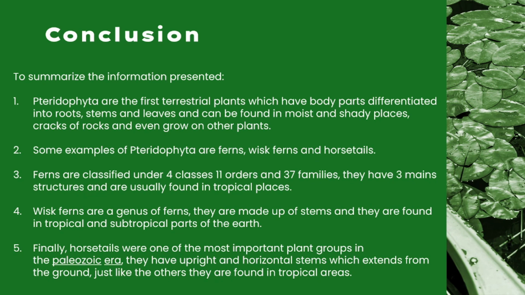To summarize the information presented, Pteridophyta are the first terrestrial plants which have body parts differentiated into roots, stems, and leaves, and can be found in moist, shady places, cracks of rocks, and even growing on other plants. Some examples of Pteridophyta are ferns, whisk ferns, and horsetails. Ferns are classified under 4 classes, 11 orders, and 37 families. They have 3 main structures and are usually found in tropical places. Whisk ferns are a genus of ferns which are made up of stems.